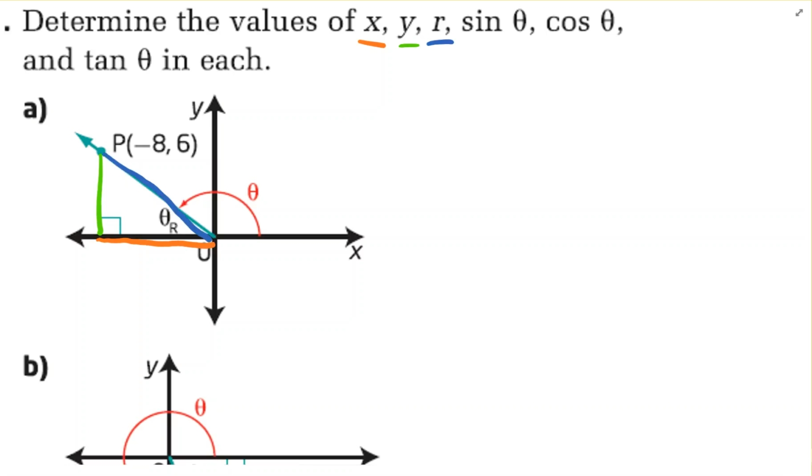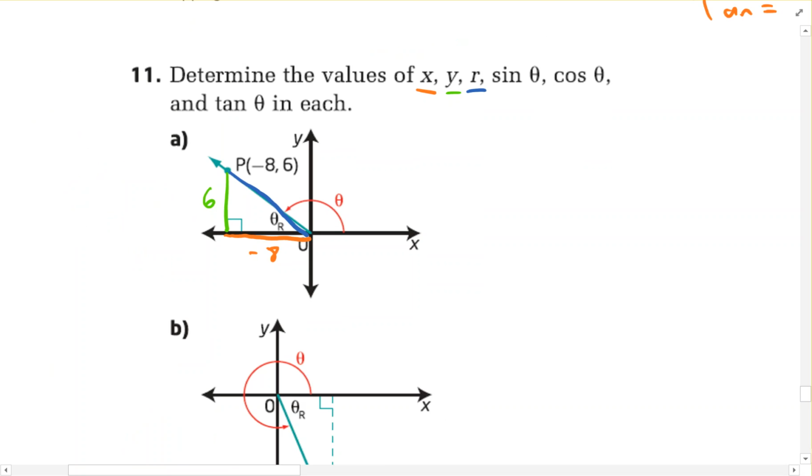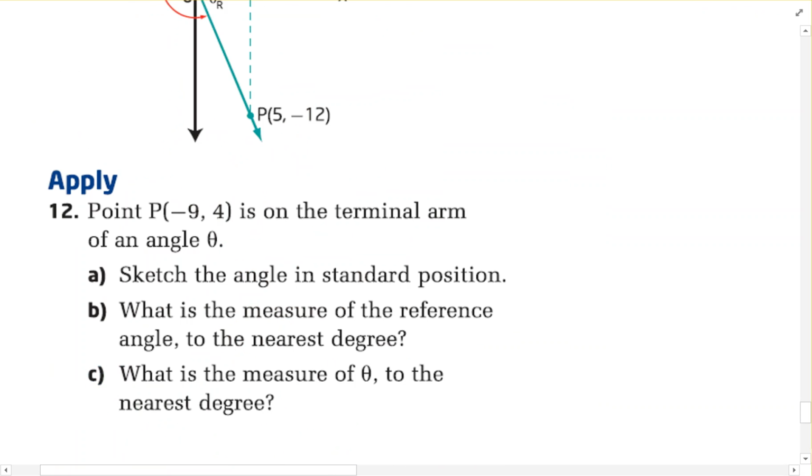So you really just have to figure out, from looking at this, that x is going to be -8. The green one, y, is going to be 6. And you can use your Pythagorean theorem to find the blue, or the hypotenuse, which is r, and then do your trig ratios, just like above.